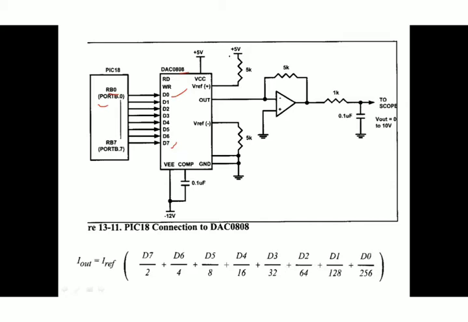So VCC is usually 5 volts, and again it requires a reference voltage. The incoming digital value will be converted into a current in this case. The magnitude of the current will depend on the reference voltage, similar to the digital to analog converter.